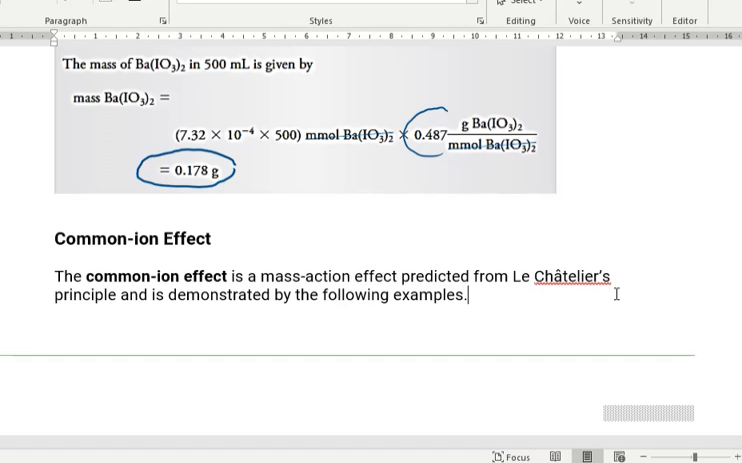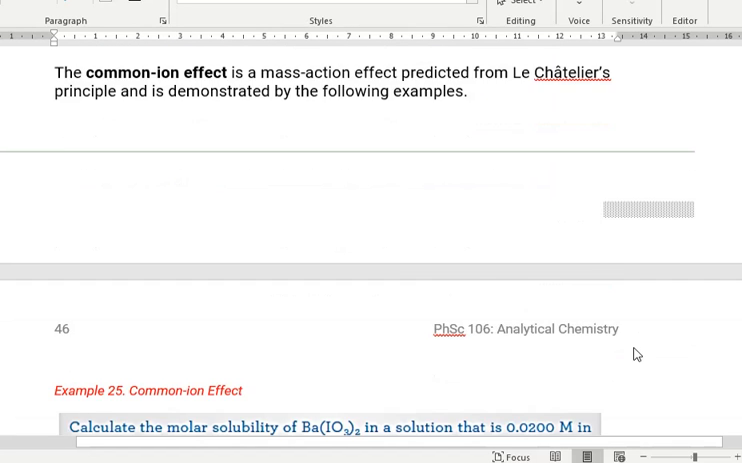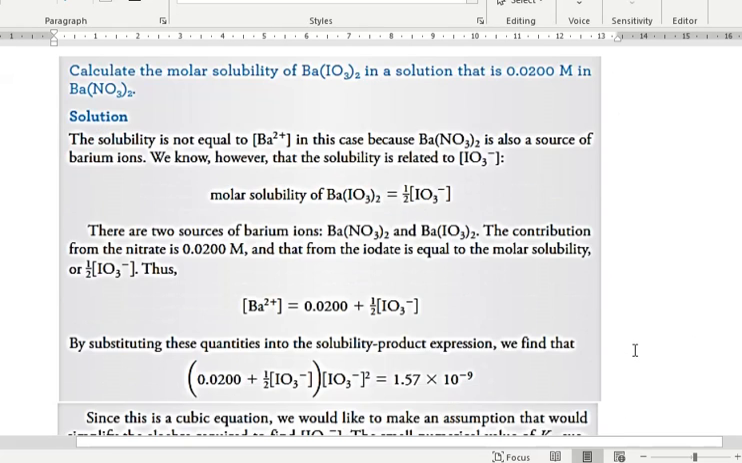So what if there is a common ion that disturbs the equilibrium? Okay? So now this is what we call the common ion effect. And this is a mass action effect that can be predicted from Le Chatelier's principle. So let's demonstrate the effect of a common ion in this example.